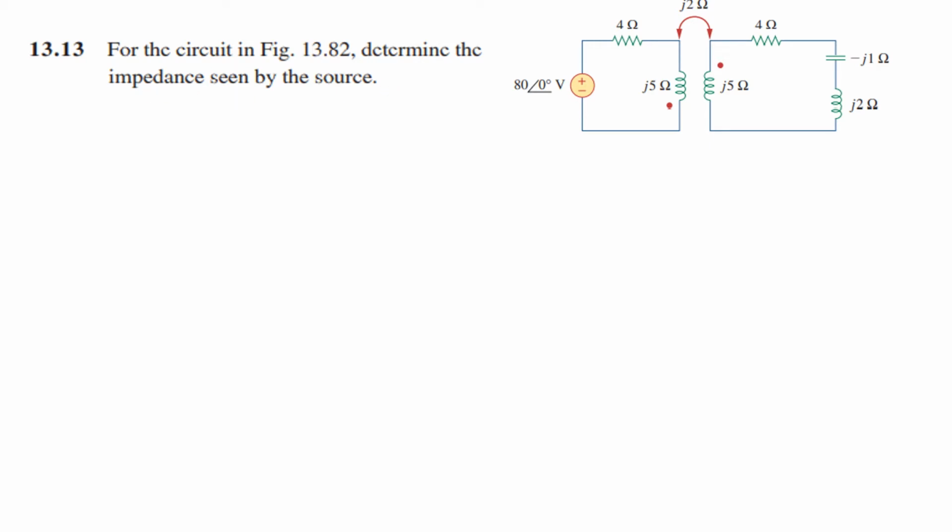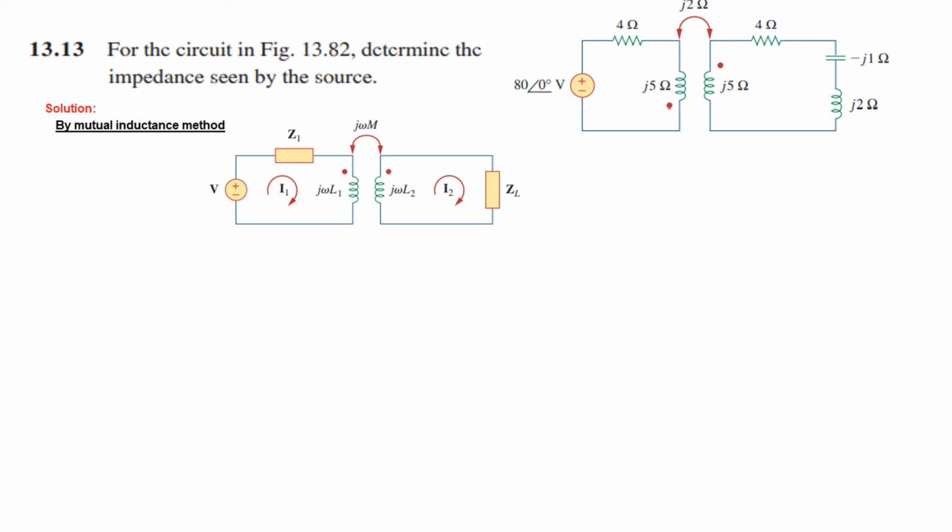Now, what does this mean? This is the source, so whatever is the impedance at this point, that we want to find out. And this impedance is called Zin. So we'll do it by two methods. First, we'll do it by the mutual inductance method.